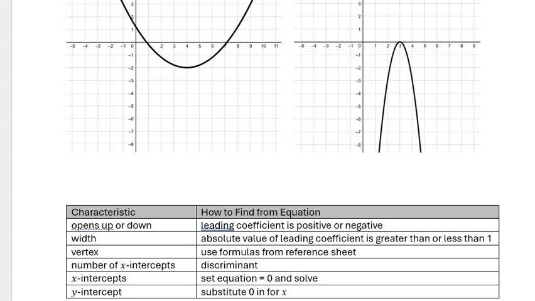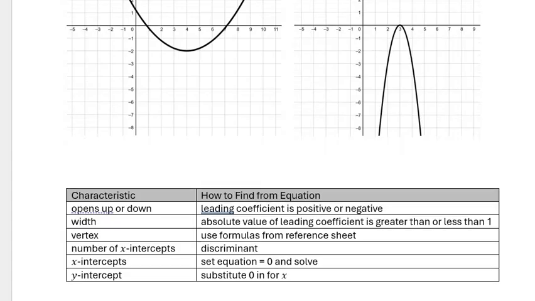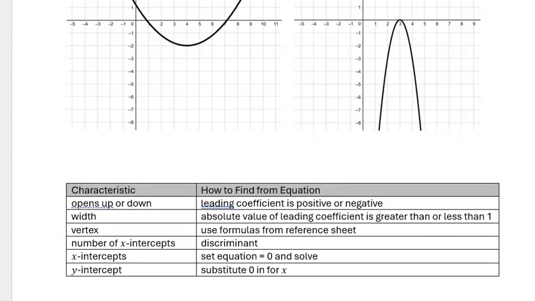The vertex of a parabola, and there's a couple of formulas for the vertex of a parabola, and they're on your reference sheet. We're going to be looking at the number of x-intercepts, and that's determined by the discriminant. The formula for the discriminant is on your reference sheet. We'll look at x-intercepts and y-intercepts.